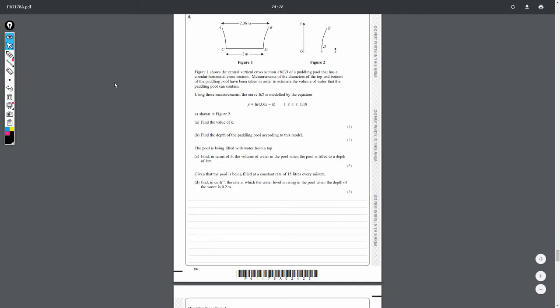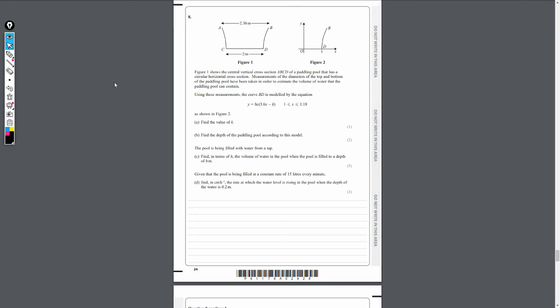Finally, moving on to question 8. Now the final question is Core Pure 2 exam. We're looking at a question here in terms of modelling, and modelling with volumes of revolution. Okay, so quite a long question. Part A and B are quite nice, and part C and D are quite tricky. So let's jump straight into this.